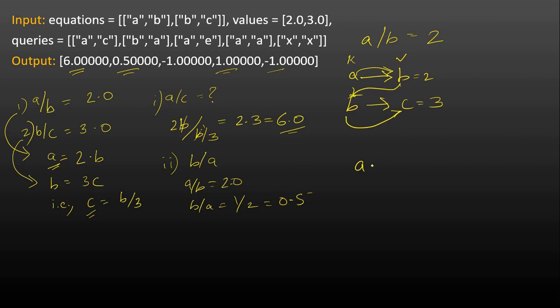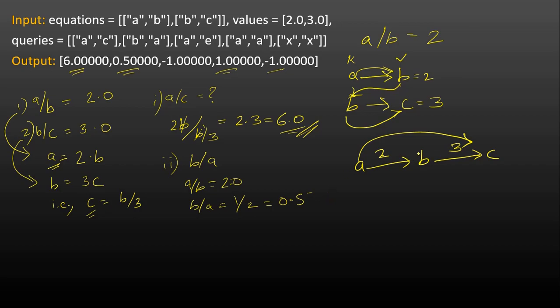I can form a graph basically, a to b and then b to c, and we can say that a to b is 2. So 2 is the edge value or the edge weight of the graph, and b to c is the edge weight of this graph. Now if I want to find a to c, I can simply multiply the edge weights of these two paths, a to b and b to c. So 2 into 3 is 6. So a to c will be 6, which is what we got here. A divided by c is 6.